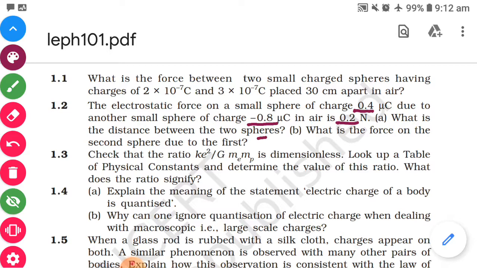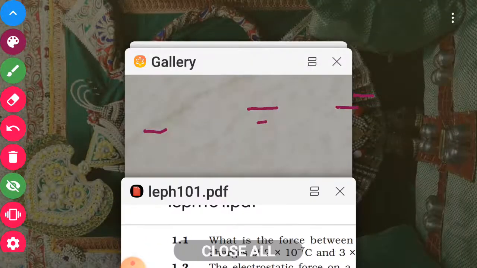What is the distance between the two spheres? First of all, we want to find the distance, and what is the force on the second sphere due to the first sphere? That answer is very easy. Second part, first part we shall calculate. Now see, first of all we have the formula of force: F is equal to K Q1 Q2 upon R square.